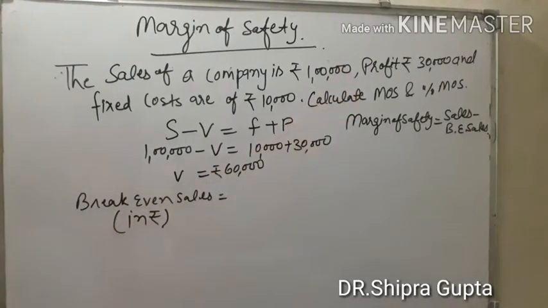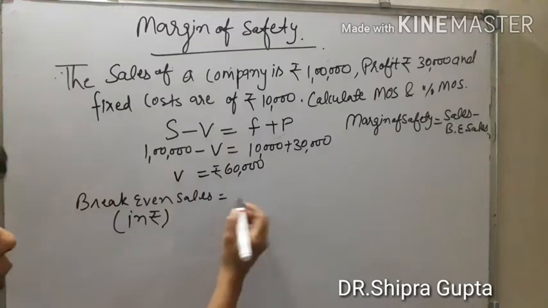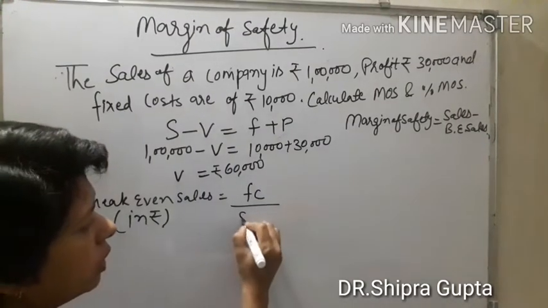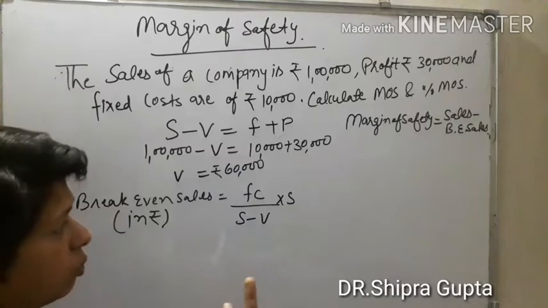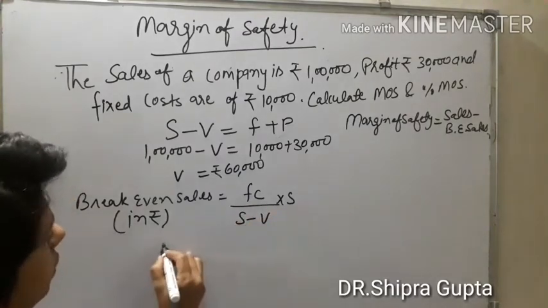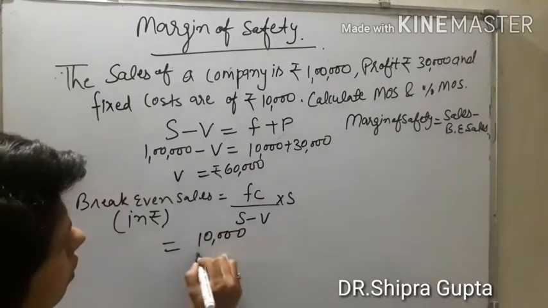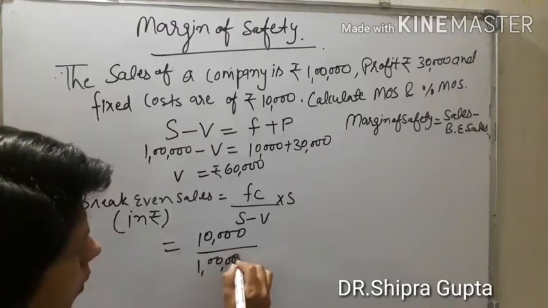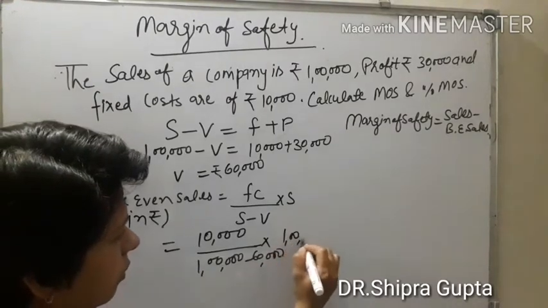But we will not take profit in the formula, because profit is mandatory only when it is desired or required, but here it is naturally given, so we will not apply the formula with profit. We only apply the formula of fixed cost upon S minus V, multiply S. We will not take profit because this is not desired profit. Then we will put the values. Fixed cost 10,000, sales 1 lakh minus variable 60,000, multiply again 1 lakh.